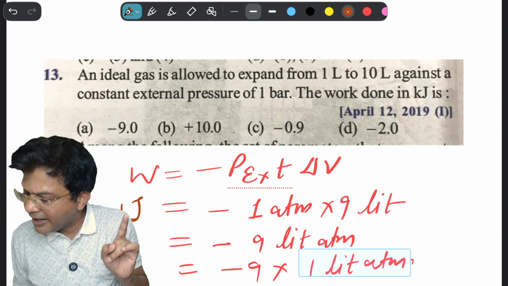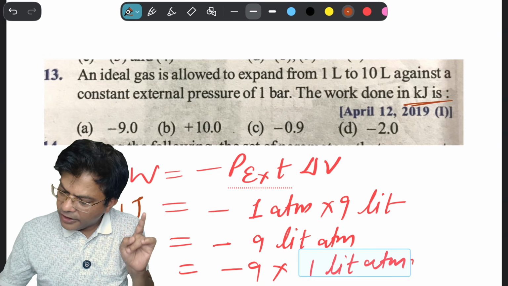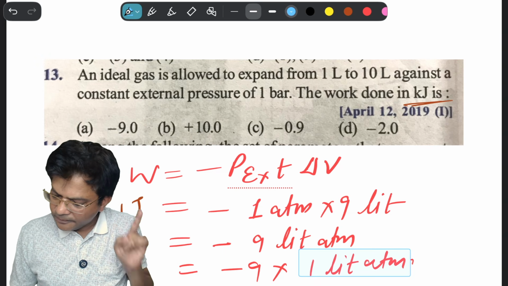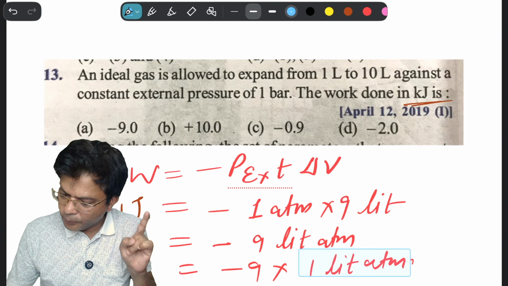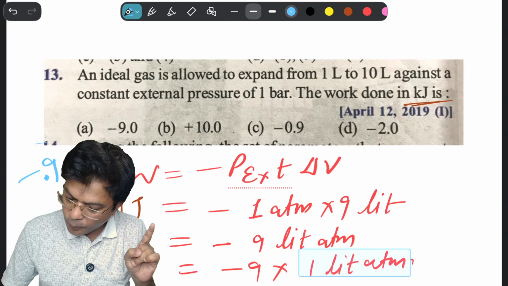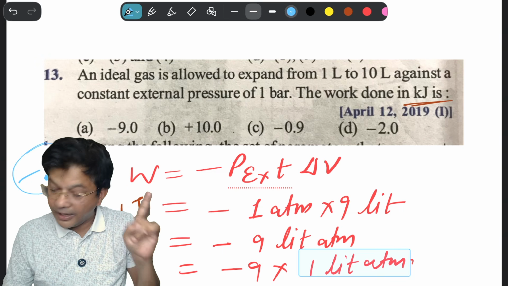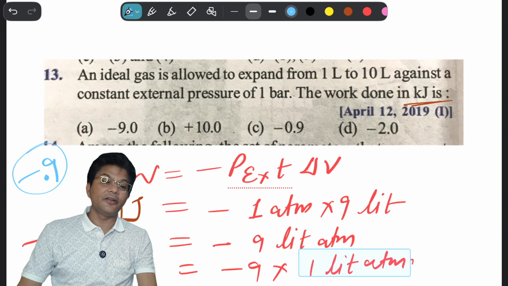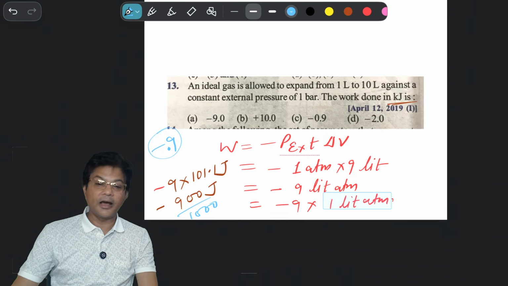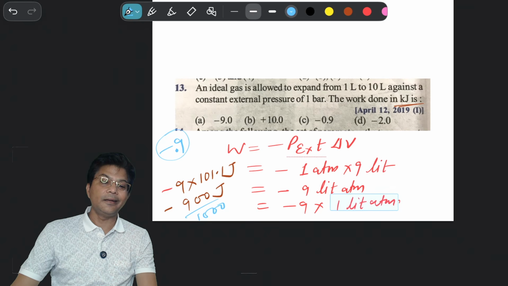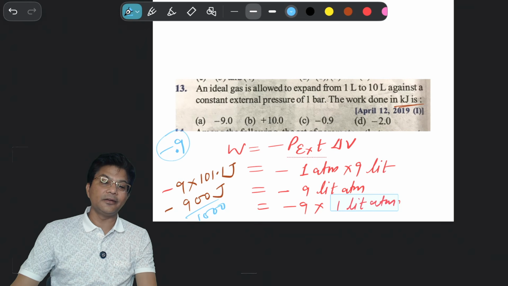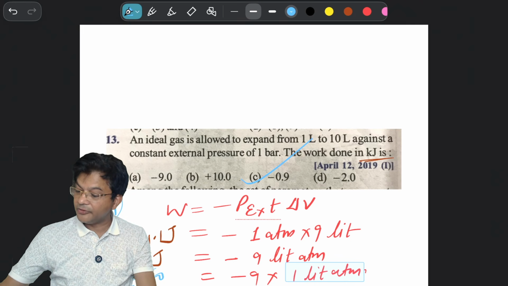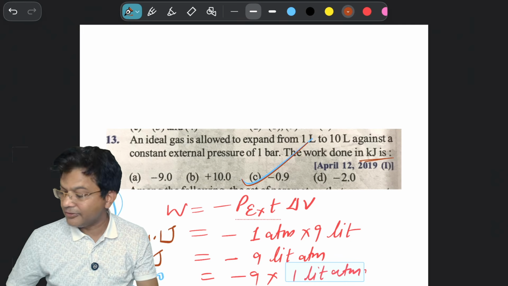But the answer they are asking is in kilojoule. So divided by 1000, my dear students. If you divide it by 1000, minus 0.9 will be the answer. Don't forget the minus, because minus 9 is also given. See how clever they are. Minus 9 is also given over there, but the answer is what? 900 divided by 1000, minus 0.9. So C will be the correct answer. Have you got it? Your C is the correct answer.